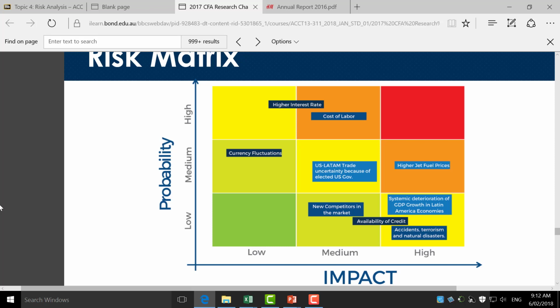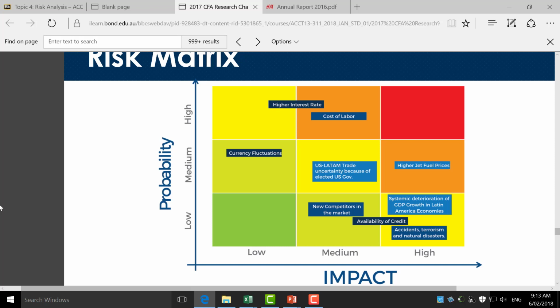Generally speaking, if you have a lot of risks in this quadrant, so there's low probability and low impact, it's not that big of a deal. But obviously, if something has a high probability of occurring and will have a huge impact on the business, it's something that you need to strongly consider in your forecasts and your risk models. For example, this is about an airline. Higher jet fuel prices has a high impact, and there's a medium probability that this will occur.